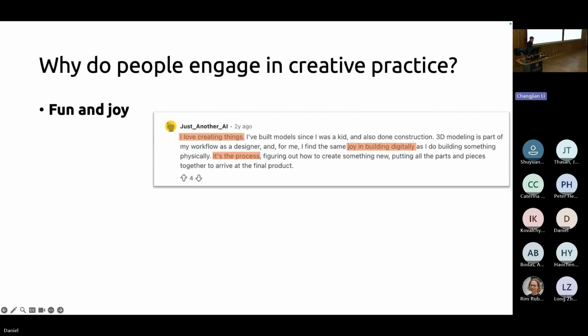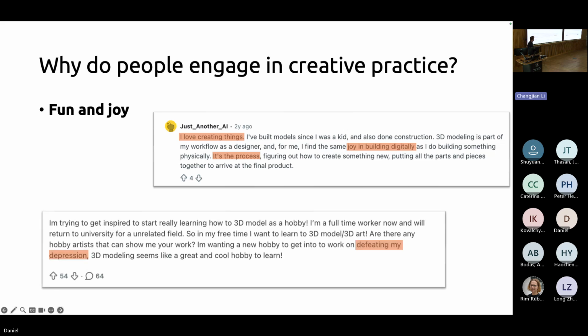Here's somebody on Reddit talking about how much they love creating things and how building things digitally is just as joyful as building things physically, and that they really enjoy the process of figuring out how to make something new, how to put all the pieces together. This is actually a particularly powerful one that I found of someone looking into 3D modeling as a hobby to work on combating their depression.